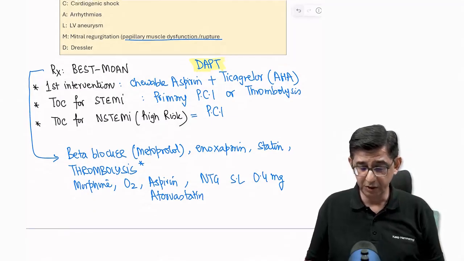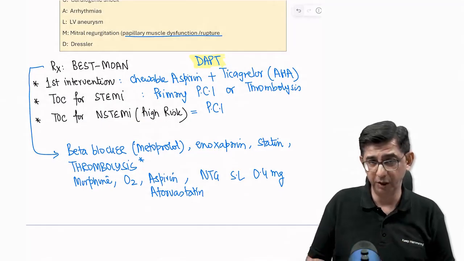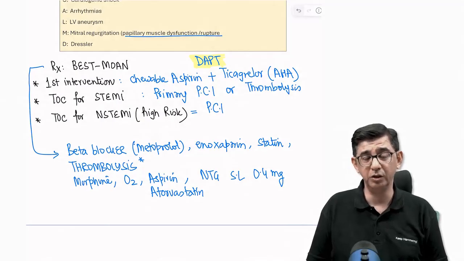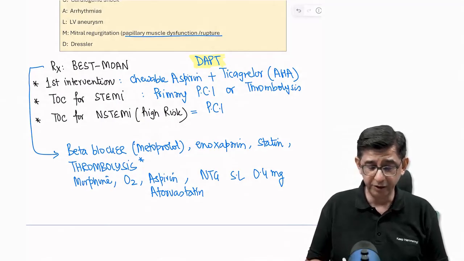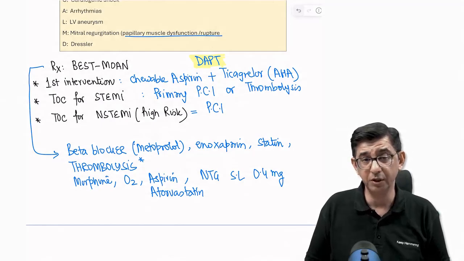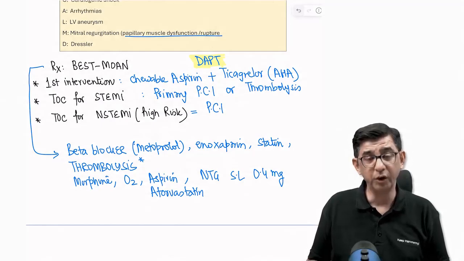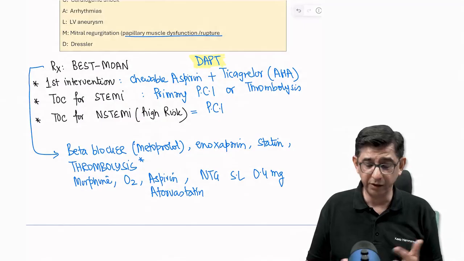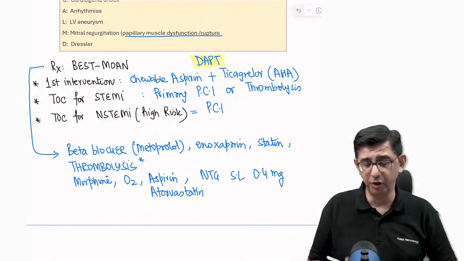And in this list, two drugs are not given in inferior wall MI. I'll explain the rationale subsequently, but at the moment I just want to say that don't give nitrates in inferior wall myocardial infarction because there is hypotension there, and don't give metoprolol also in inferior wall MI. There's a bradycardia. I'll write it down subsequently, but best one is a mnemonic to remember.